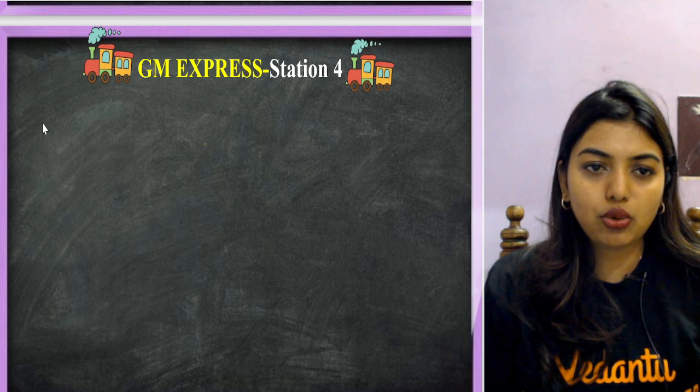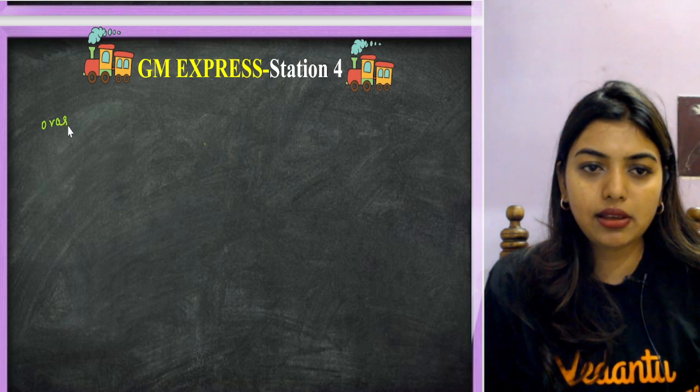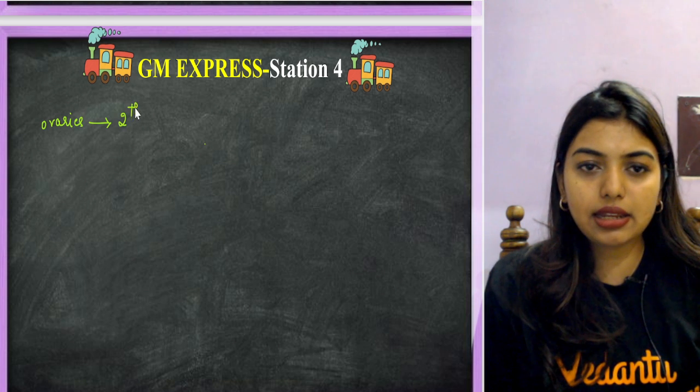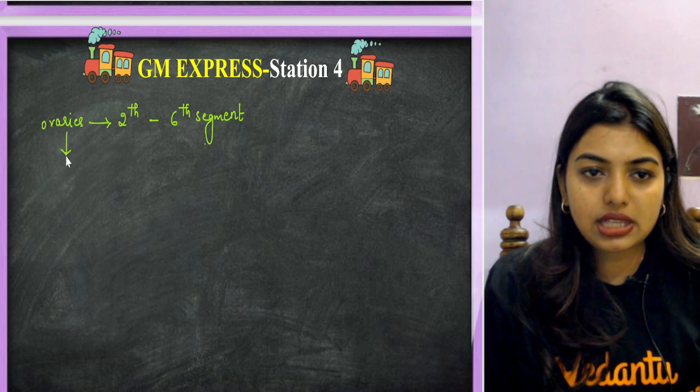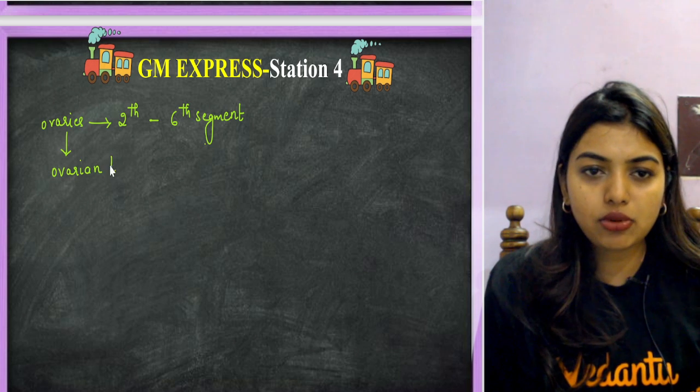So look here, students. Very simple. Ovaries are there, and these ovaries are present in the 2nd to the 6th segment. These ovaries have ovarian tubules. What do they have? Ovarian tubules are there.